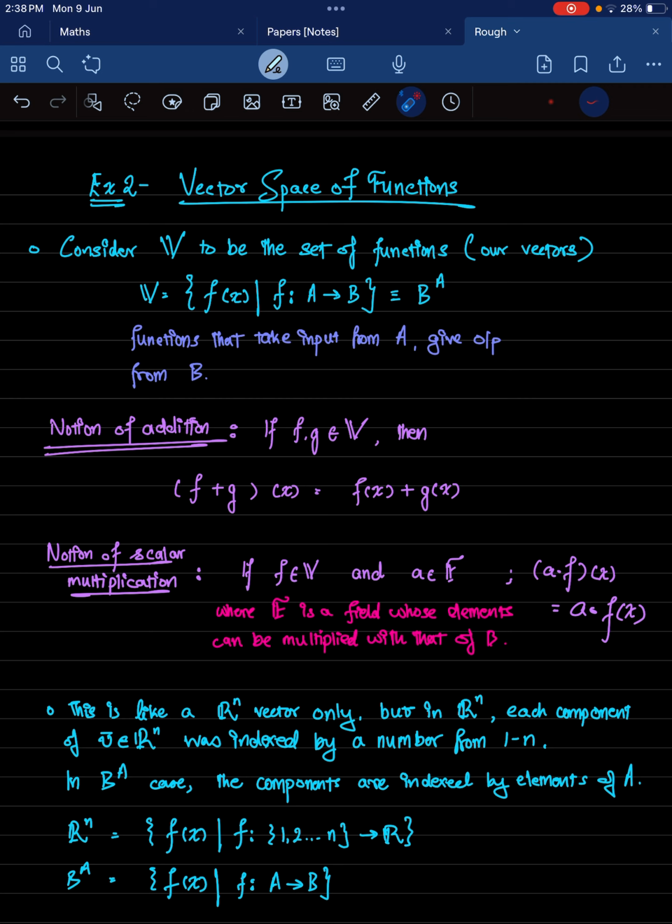So that is, if you want to calculate f of x, you substitute x, that is some value from A, and you get the corresponding value, that is from the set B. Okay, and I'll define the notion of addition and scalar multiplication shortly, but just know that this sort of thing is actually called B raised to A.